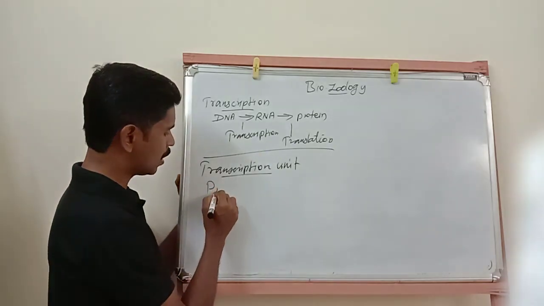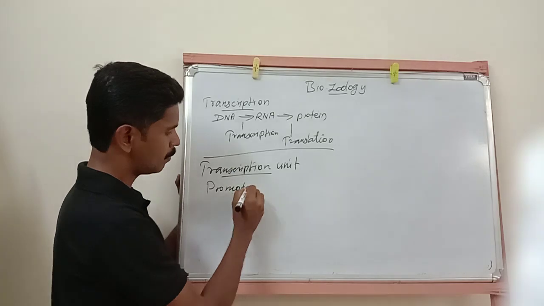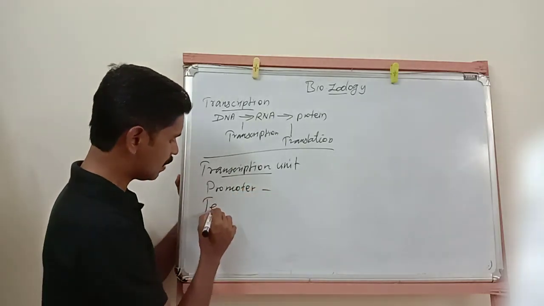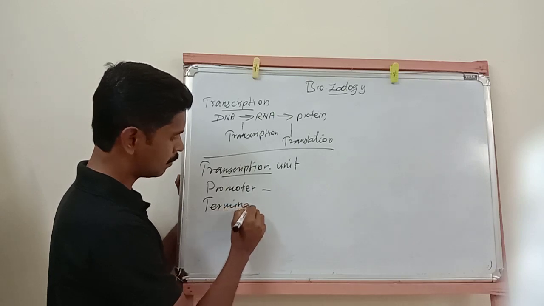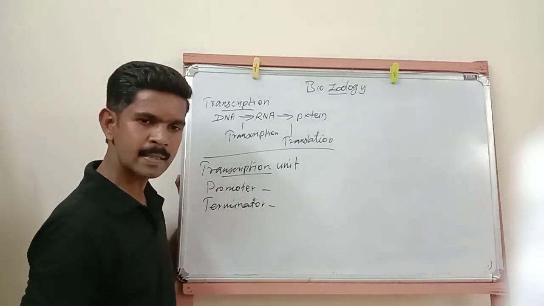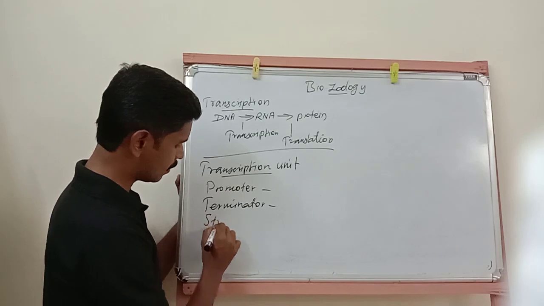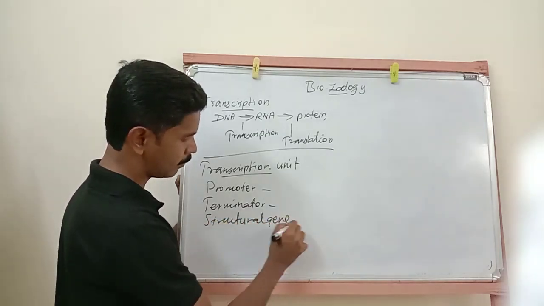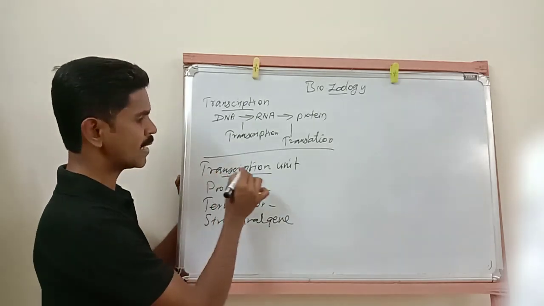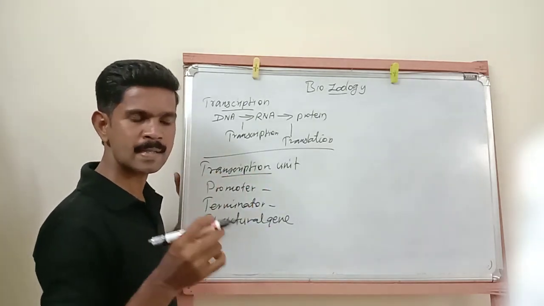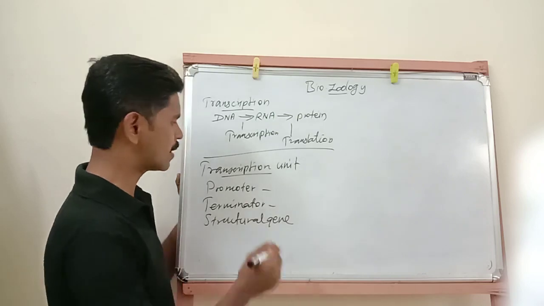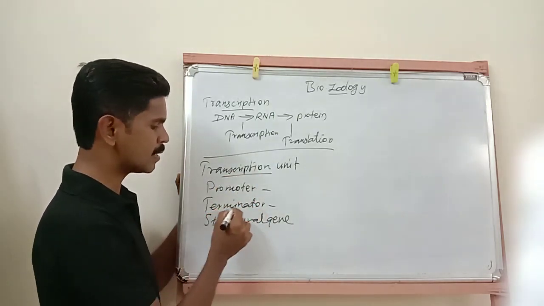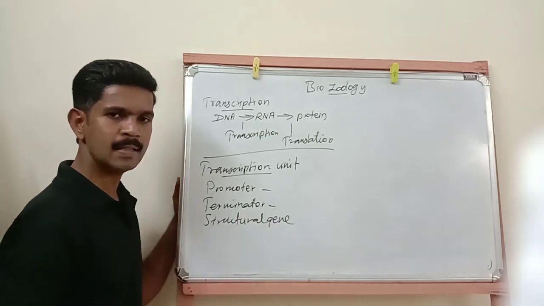One is a promoter region, and the second one is a terminator region, and the third one is structural gene. So the transcription unit, meaning the place or the site where the transcription process takes place, is called transcription unit. We have 3 regions: promoter region, terminator region, and structural gene.